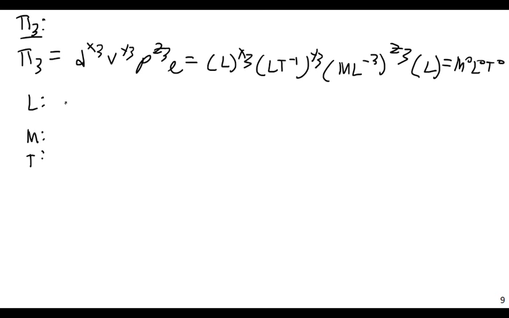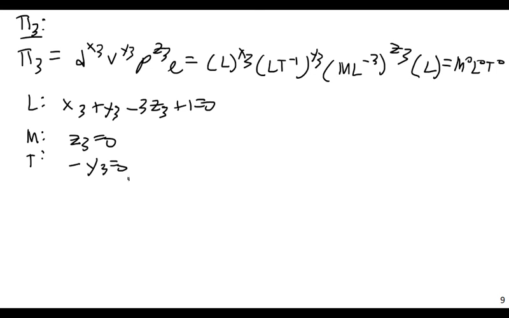And I will have for the length x3 plus y3 minus 3z3 plus 1 equals 0. I will have z3 is just equal to 0 because there's only one z term that this occurs on, so it's just equal to 0. And for t, I will have that negative y3 is equal to 0. So negative y3, no other time terms, so that's just equal to 0.